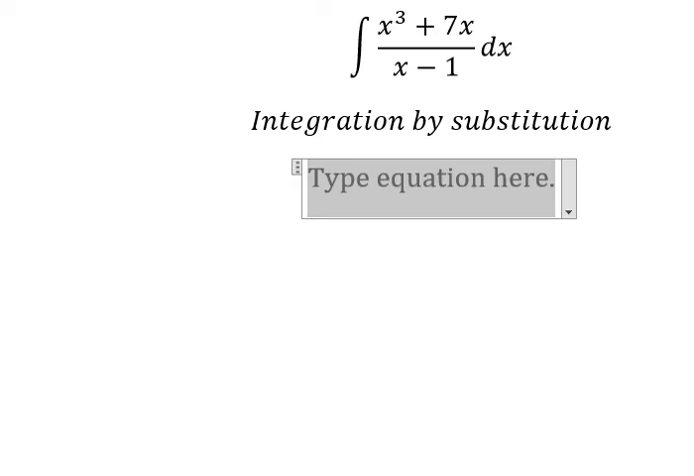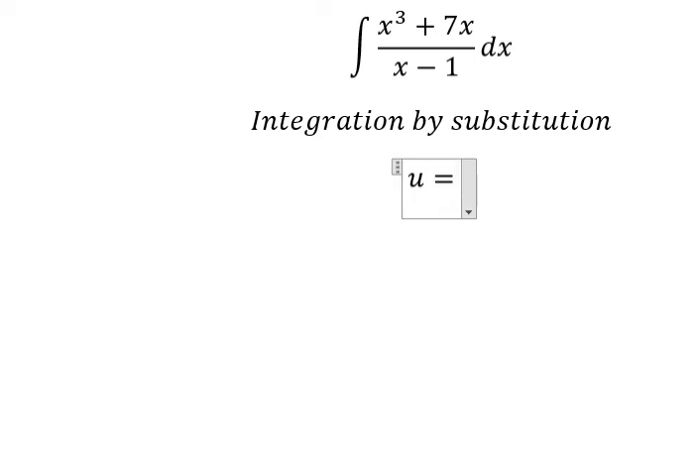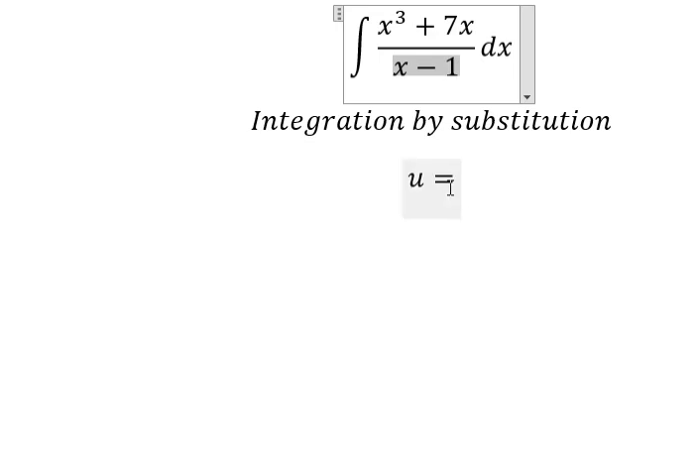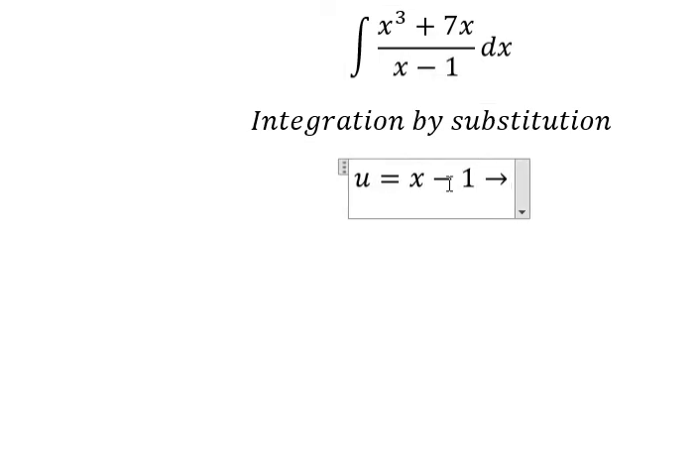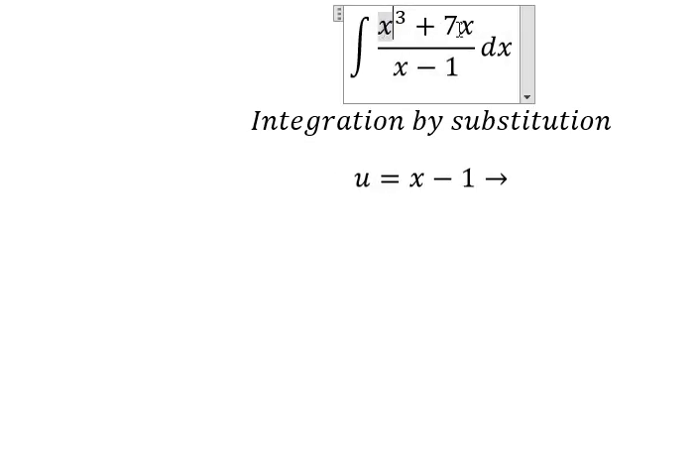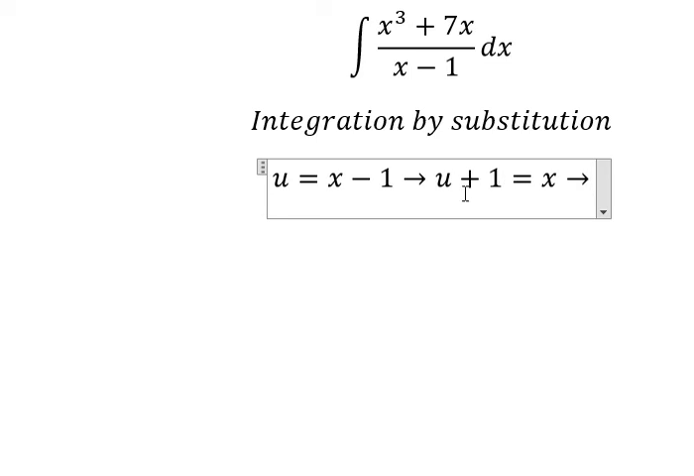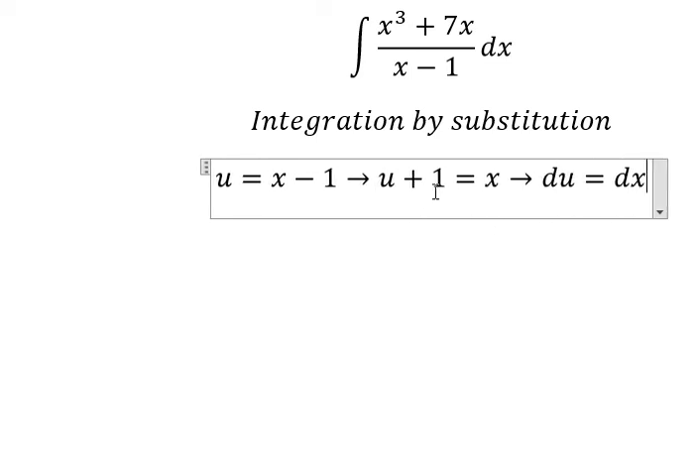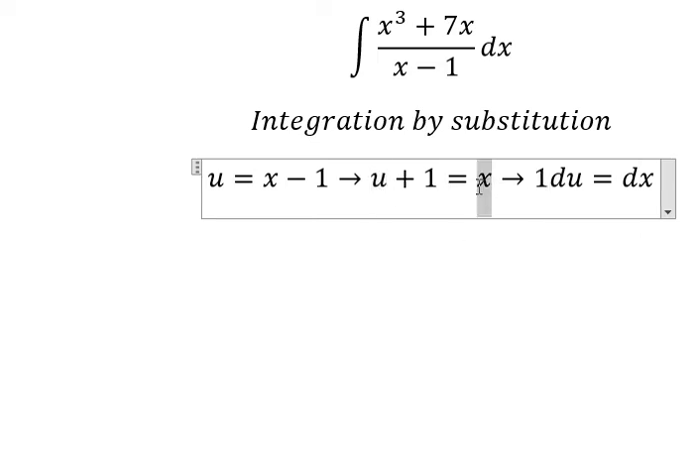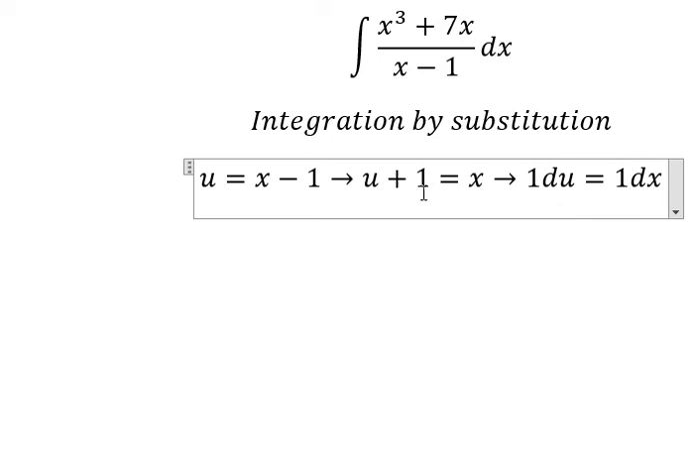So I need to put u equals x minus 1. Because we still have x, I will put negative 1 on the left. Later we take the first derivative of both sides. The first derivative of u is 1. The first derivative of x is 1. This is the constant, so if we take the first derivative, you get 0.